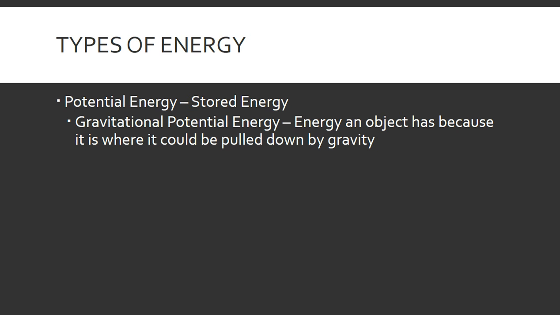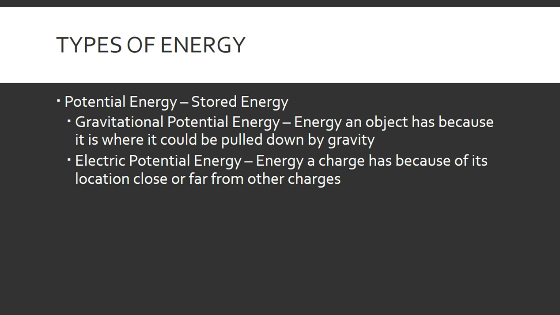Next, there are multiple types of energy. The large type we talked about is potential energy, and that's stored energy. But there are many kinds of potential energy. The one we focused on during an earlier unit was gravitational potential energy. This is most easily defined as energy an object has because of where it is, where it could be pulled down by gravity. It could fall, it could roll down a hill, it could move. And when it moves, it would have energy. So it's this stored energy because it could fall.